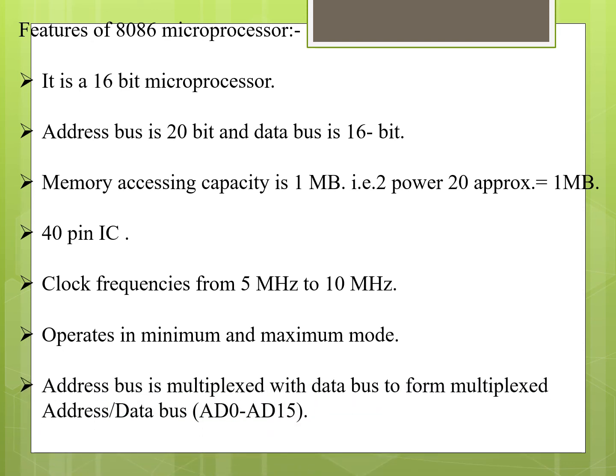Address bus is multiplexed with the data bus to form a multiplexed address/data bus. We know that in order to reduce the number of pins, we perform multiplexing. So here the 16-bit data bus is multiplexed with the 16-bit address bus, and A16, A17, A18 and A19, these four address lines, will be kept separate.